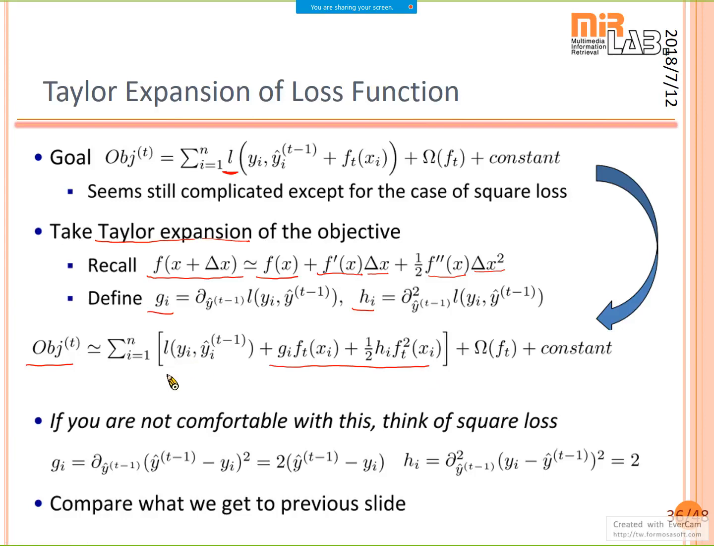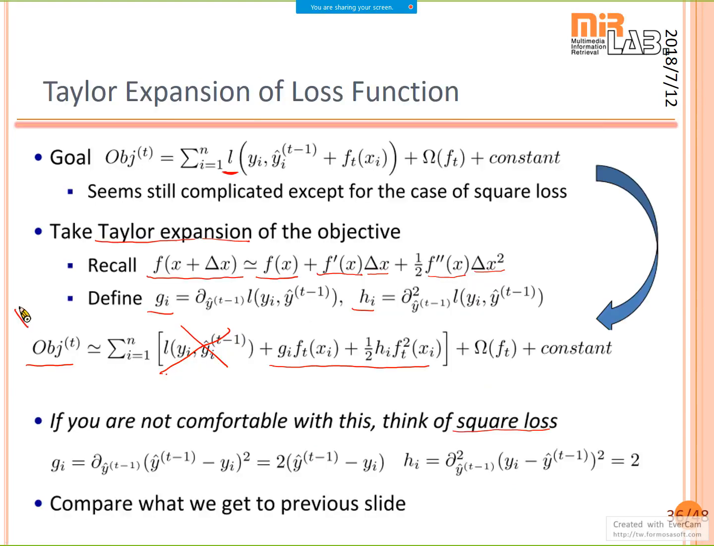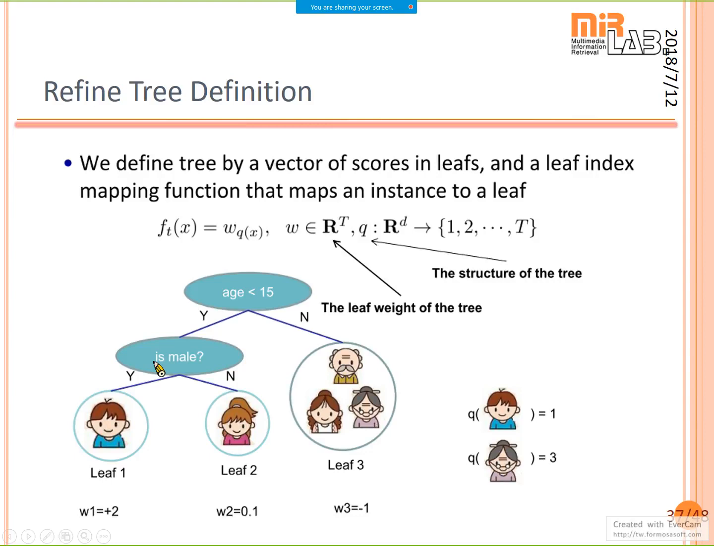And again, this is constant. We don't need to consider this guy. Of course, if you think this is complicated, you can always fall back to the square loss to verify you understand the formula. So this is the objective function we want to minimize. And remember, it's a summation over all the data instances. Now we want to change the summation from over all the data instances to the summation over all the leaves in a tree.